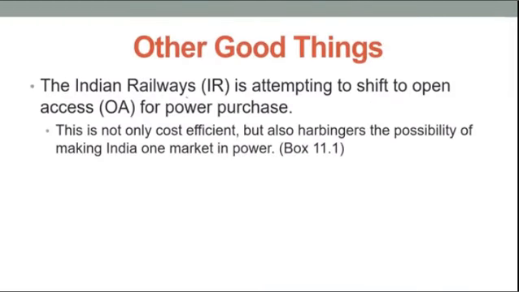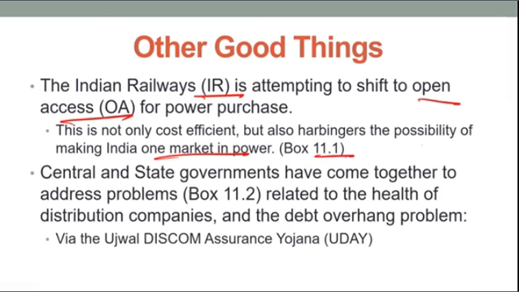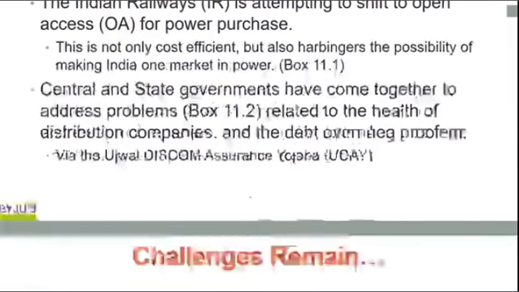Some other good things. Indian Railways is trying to go for an open access system. So this will again move us towards making India one market. We'll see this; box 11.1 talks about this. Central and state governments are coming together and looking at multiple schemes like Ujjwal Discom Assurance Yojana, Uday. So all these things are being done. Box 11.2 gives a list. We will see box 11.2.